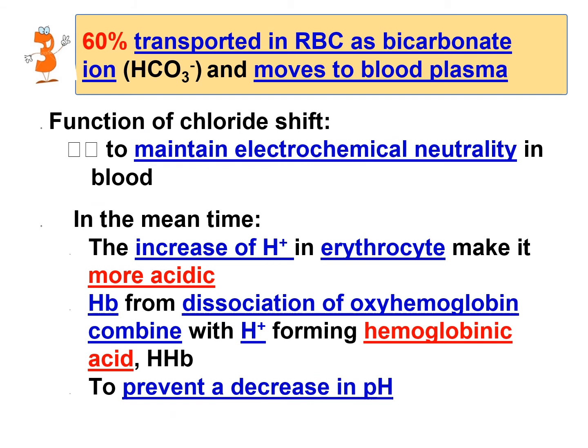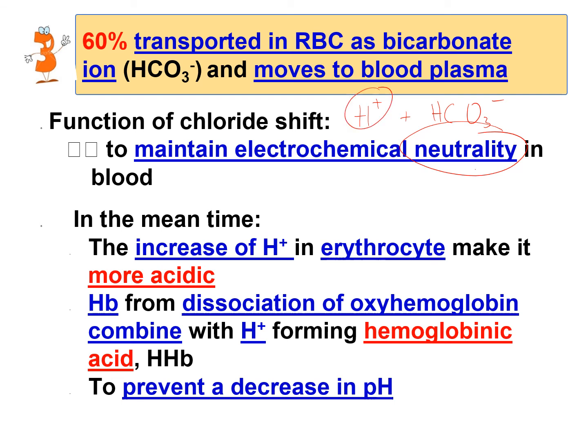So if you were asked to give the importance, the function, and the significance of chloride shift, it is to maintain electrochemical neutrality, because positive plus negative should become neutral. So the chloride ions, when they enter the erythrocyte, do not bind to any molecules. They are just there to maintain the neutrality of the erythrocyte.